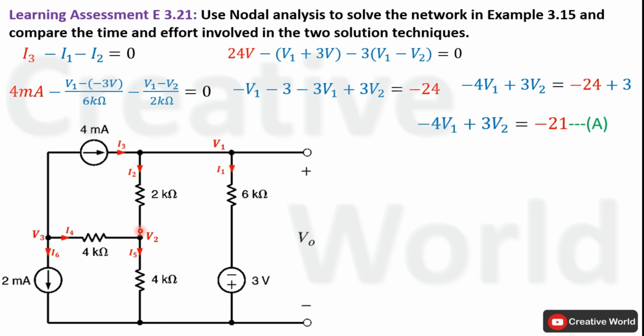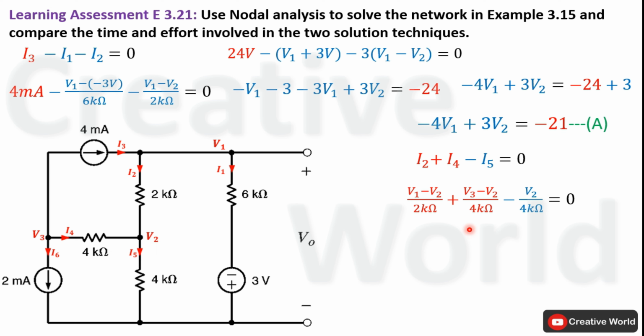Next, we will apply Kirchhoff's current law on this node. On this node, two currents are entering, I2 and I4, while only one current is leaving, I5. So Kirchhoff's current law equation for this node will be I2 plus I4 minus I5 equal to 0. Now replace these currents with their respective equations. I2 will be equal to V1 minus V2 divided by 2 kilo ohm. I4 will be equal to V3 minus V2 divided by 4 kilo ohm, and I5 will be equal to V2 divided by 4 kilo ohm.